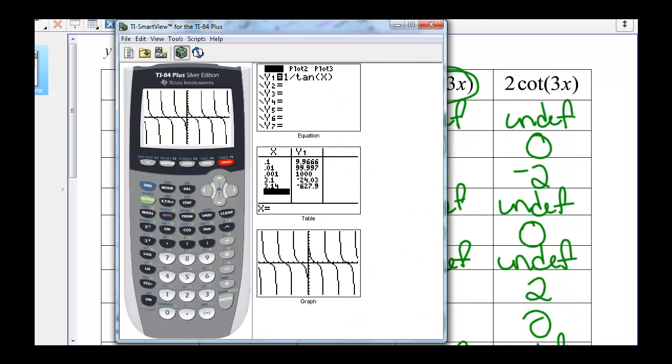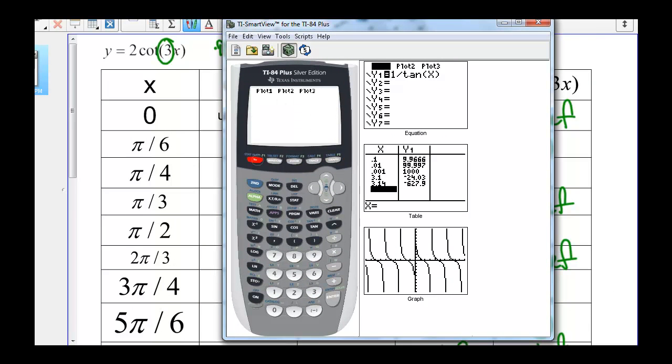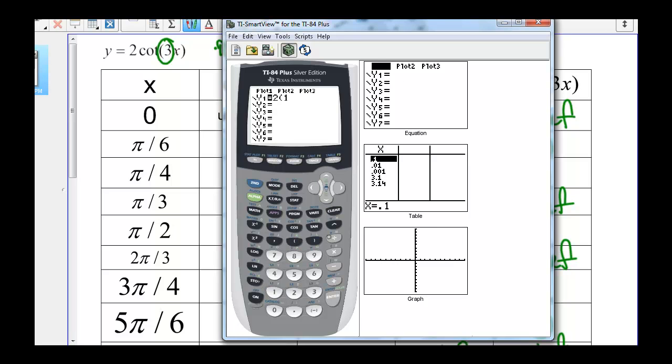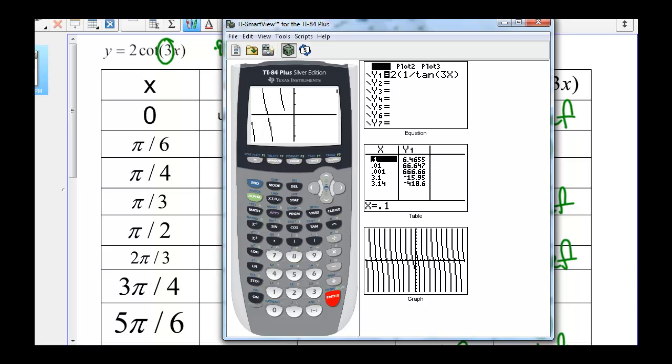So graphing this on our calculator, we're going to enter in our y plot 2 times the quantity 1 divided by tangent of 3x. We don't have a cotangent button on our calculator, but remember that cotangent is 1 divided by tangent. So we have 2 times 1 divided by tangent of 3x. And graphing that, here we have our graph, and that's exactly what we got. So it looks like we're good.